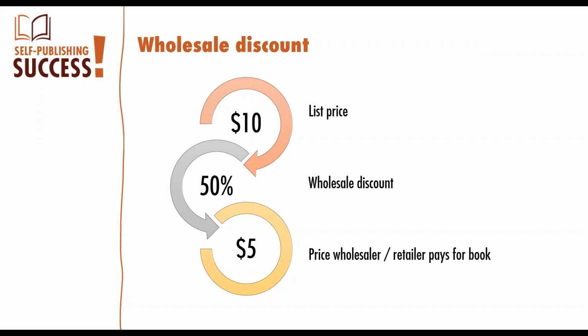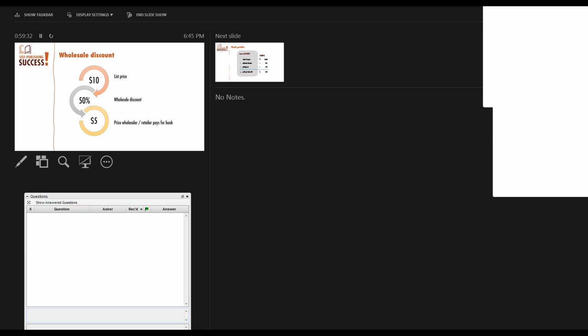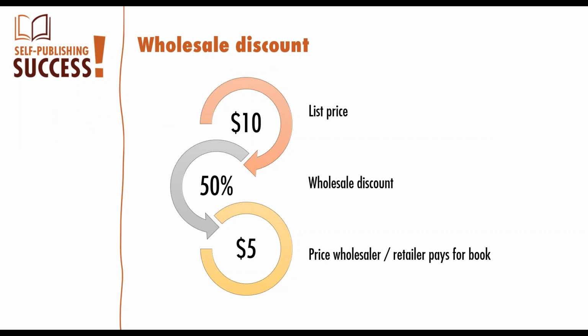So that wholesale discount is the discount off that list price that you have to give Amazon and the book wholesalers, other retailers. 50% here is just for display purposes. We're going to get into how that all works and the different options from different companies. That's just so you understand what that wholesale discount is.